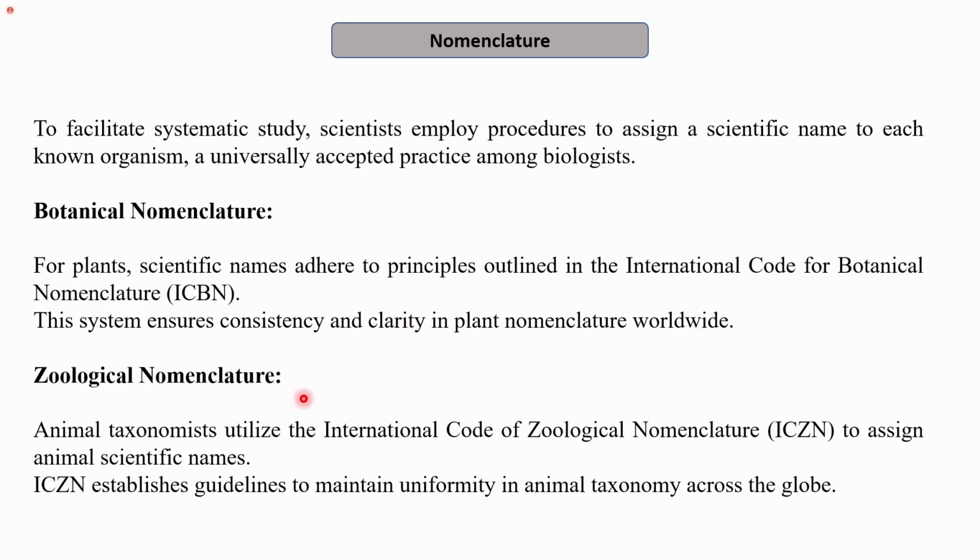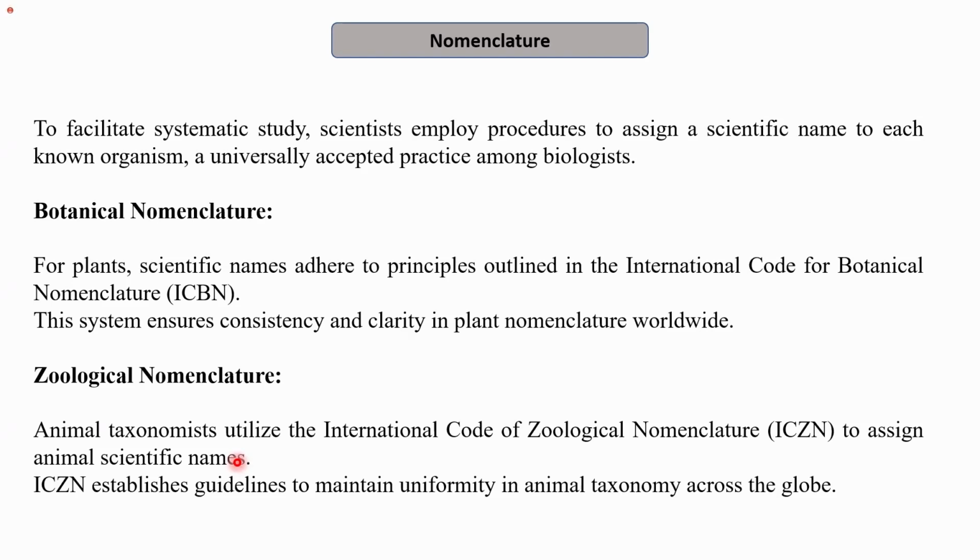Now, the zoological nomenclature is used by the animal taxonomists. We will learn who are taxonomists, what is taxonomy. We will learn all these terms in the next lecture. But for now, the ones who study different animals and who identify different animals are known as animal taxonomists.